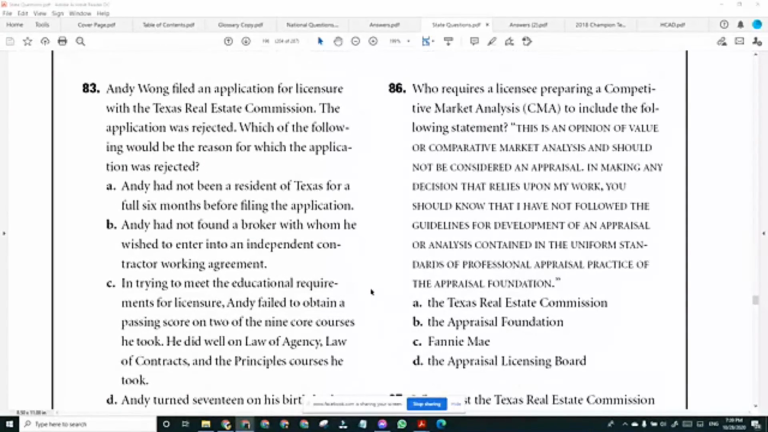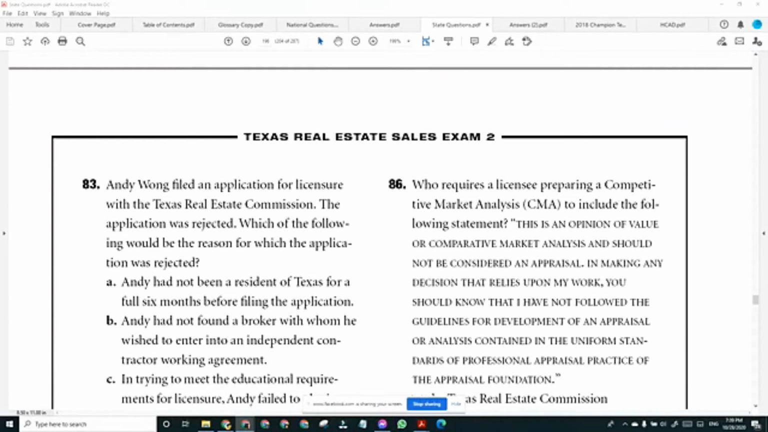Okay, 86. Who requires a licensee preparing a competitive market analysis, CMA, to include the following statement? This is an opinion of value of comparative market analysis and should not be considered an appraisal. In making any decision that relies upon my work, you should know that I have not followed the guidelines for development of an appraisal or analysis contained in the Uniform Standards of Professional Appraisal Practice of the Appraisal Foundation.